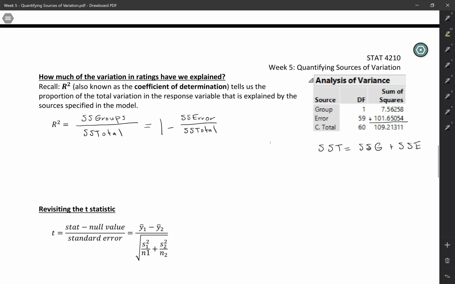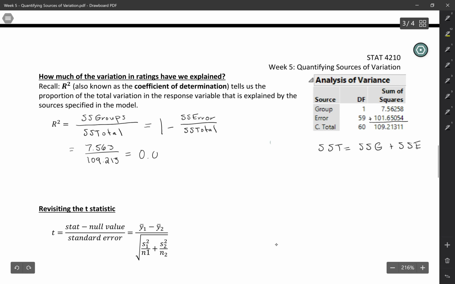Okay, so I'm going to use this ANOVA table to calculate my r squared, and it doesn't matter which of these formulas you use, so I'm just going to do SS groups, 7.563, let's keep 3 decimal places, divided by the total, which would be 109.213. And we get 0.069. So if I want that as a percent, I would say 6.9. And I'm going to interpret this in context.